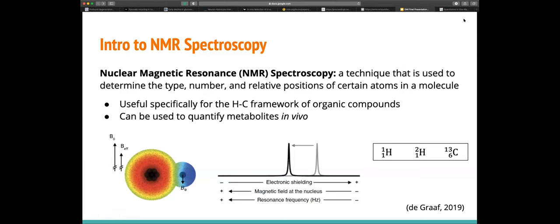This is the cause of what is known as chemical shift, where we see the resonance of certain atoms appear in a somewhat different location than what we would expect in our NMR spectra. Next slide, please.